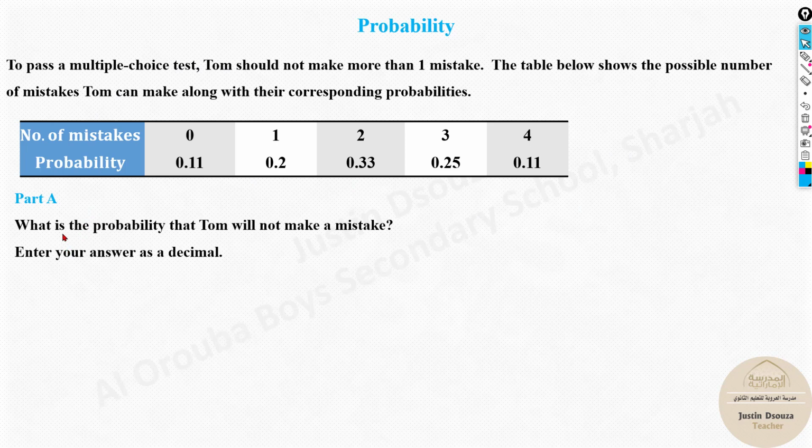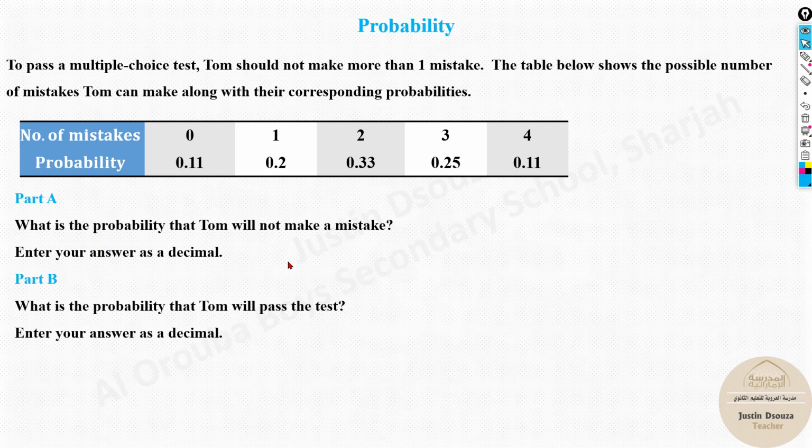What is the probability that Tom will not make a mistake? Enter your answer as a decimal. That is the first. Part B is, what is the probability that Tom will pass the test? Enter your answer as a decimal. Now, this one over here, will not make a mistake, means what exactly? This is 1 mistake, 2, 3, 4. Will not make a mistake means 0. So the probability of 0 is what we need to find for part A. So it's directly given, 0.11.